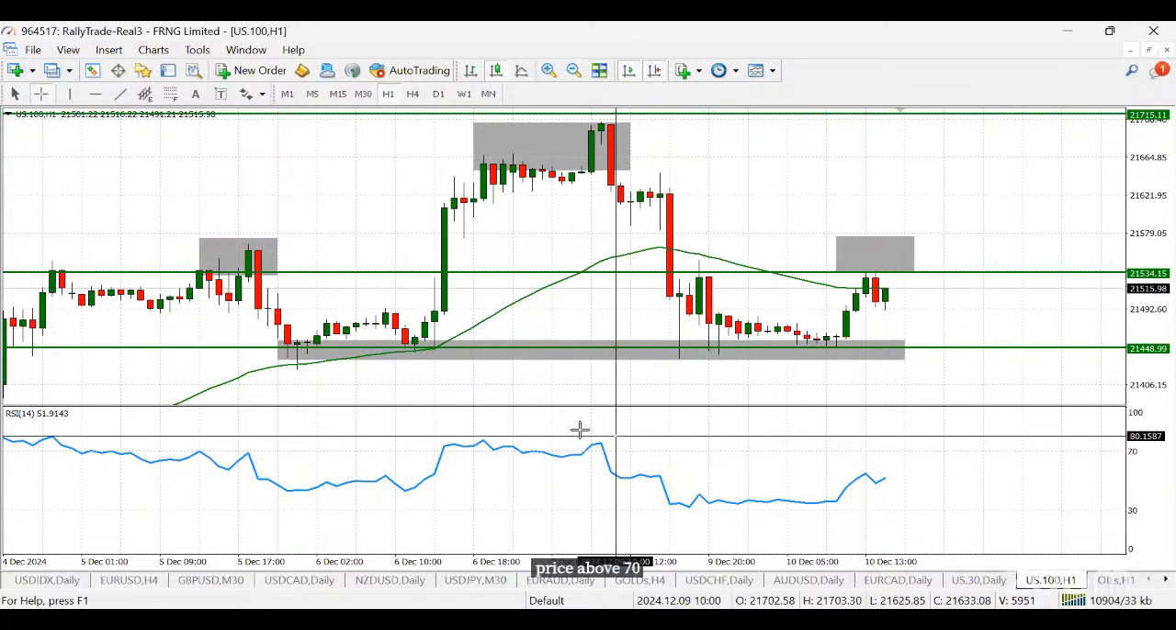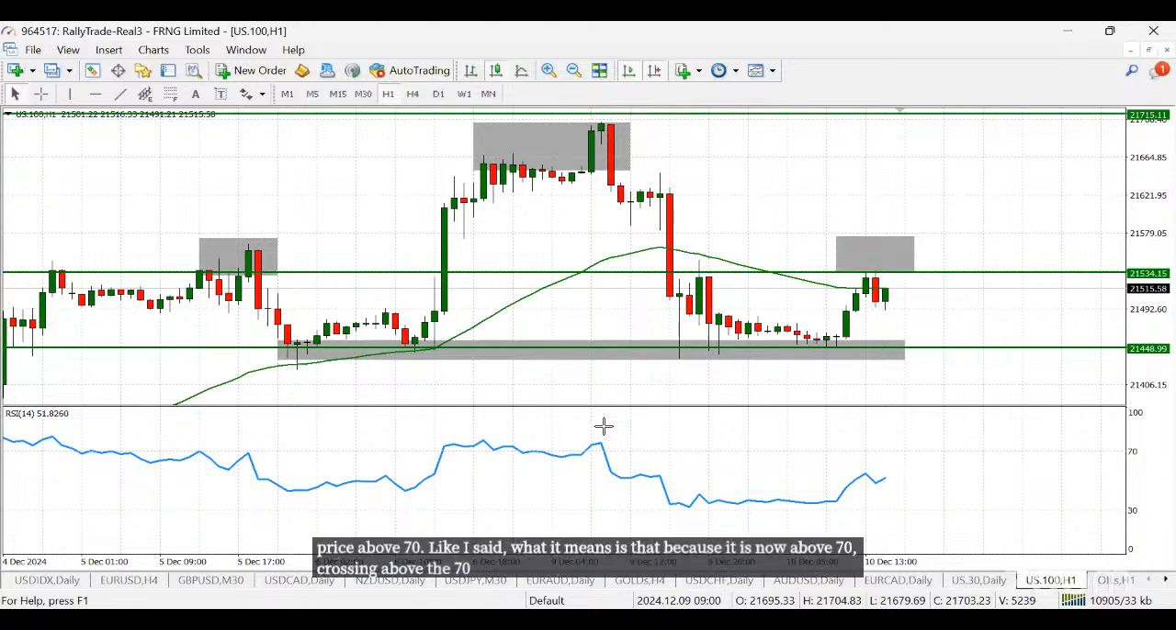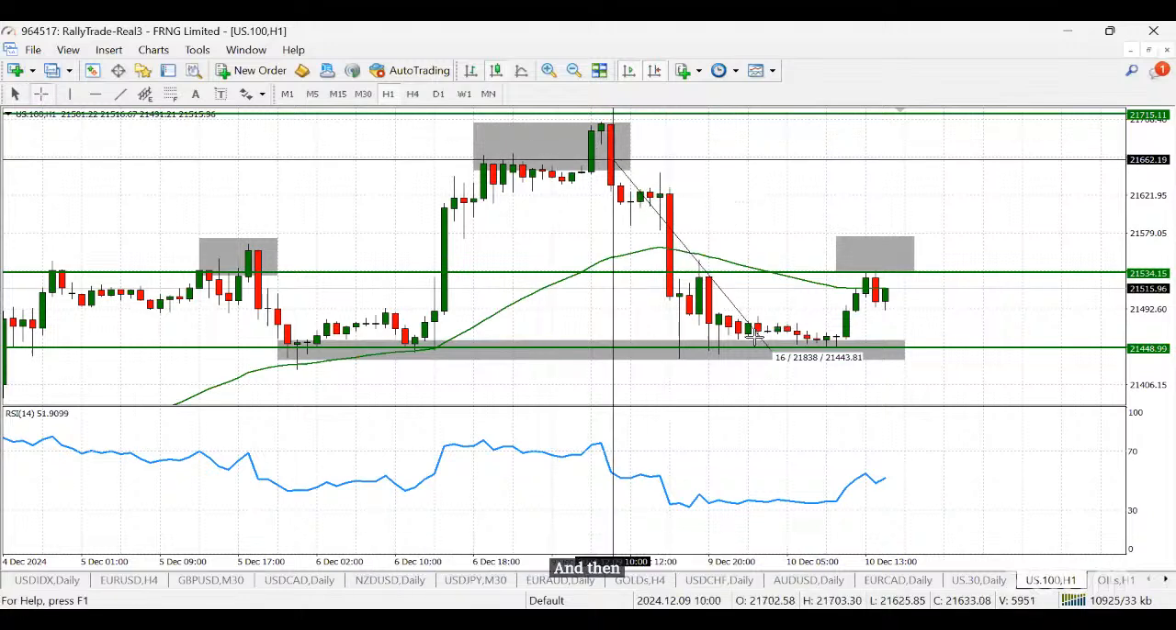Crossing above the 70 line means that it is overbought at that time. And because it is overbought, we're now looking for opportunities to sell. That would be confirmed with a bearish pattern. And if you check here, it gave us a bearish engulfing candle close to resistance, which is the confirmation that we needed at that time. And then what happened? Price pushed lower.